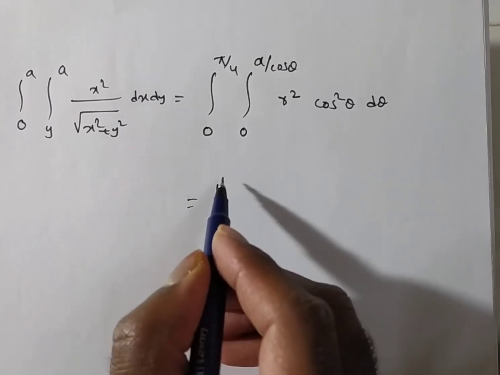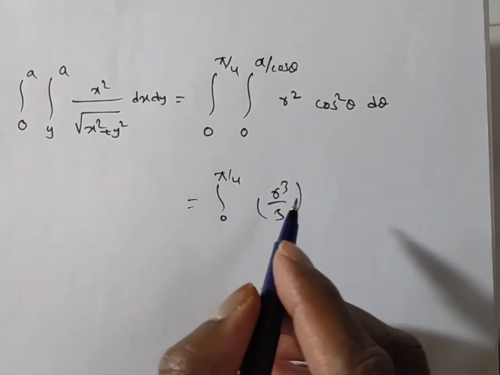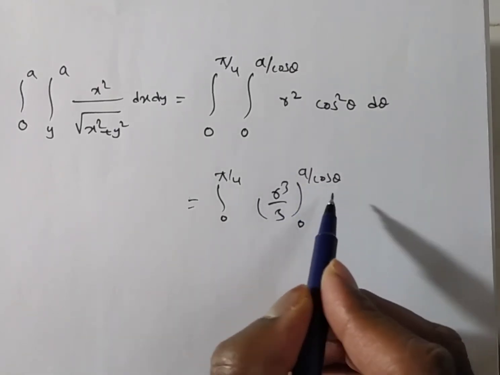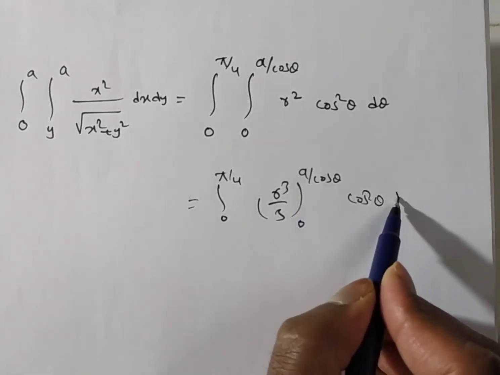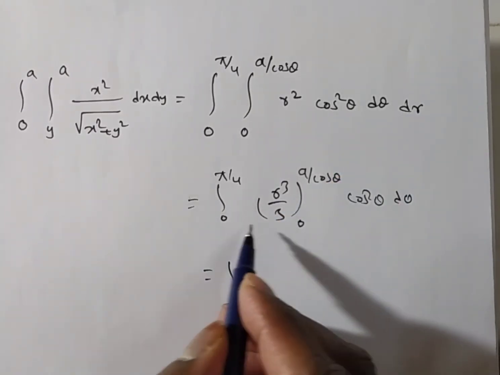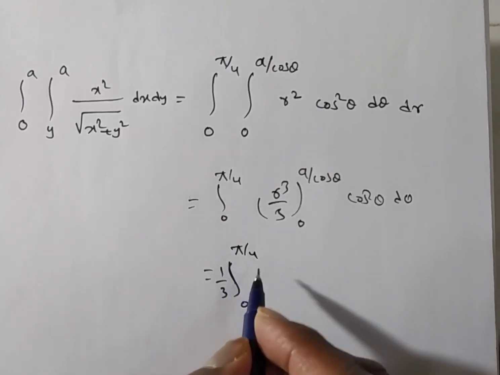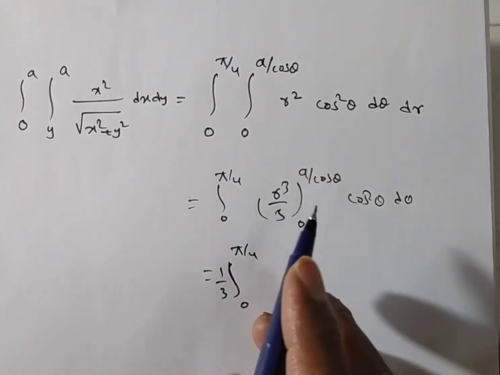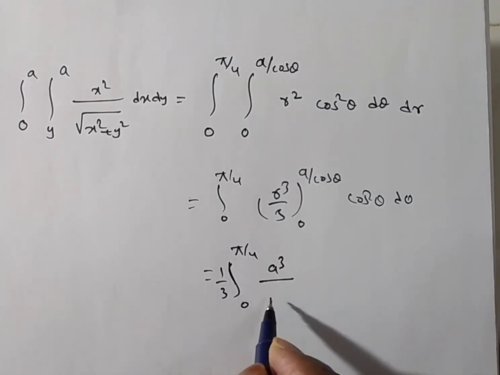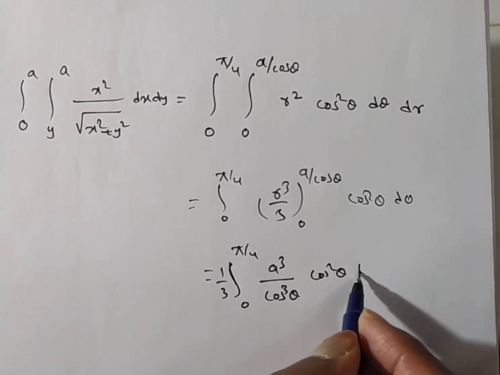So integration of R square is R cube by 3. What are the limits here? 0 to A by cos theta into cos square theta d theta. Here I forgot to write dr. Right, anyway. Now 1 by 3 is a constant, you can write it outside. 1 by 3 times integral from 0 to pi by 4. If you substitute the upper limit, then you will have A by cos theta whole cube, that is A cube by cos cube theta into cos square theta d theta.